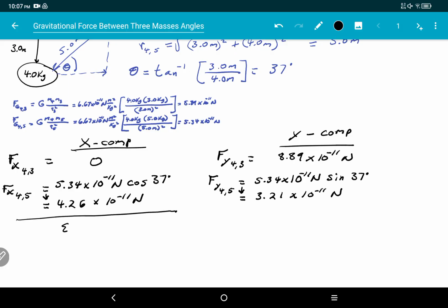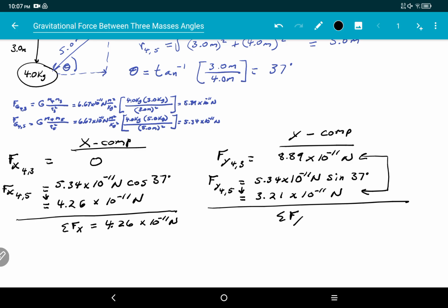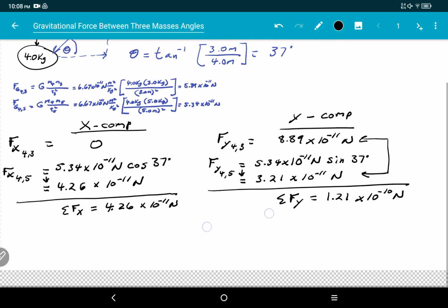In this case, the sum of x is just 4.26 times 10 to the negative 11 because it's just adding to 0. But not so here. So we're going to need to add this number here to the number below. So the net forces in the y direction will be those two summed up, 1.21 times 10 to the negative 10 newtons. Ooh, there's a little more force upward. Okay, well, let's calculate our net force. I'm going to bring this up again.